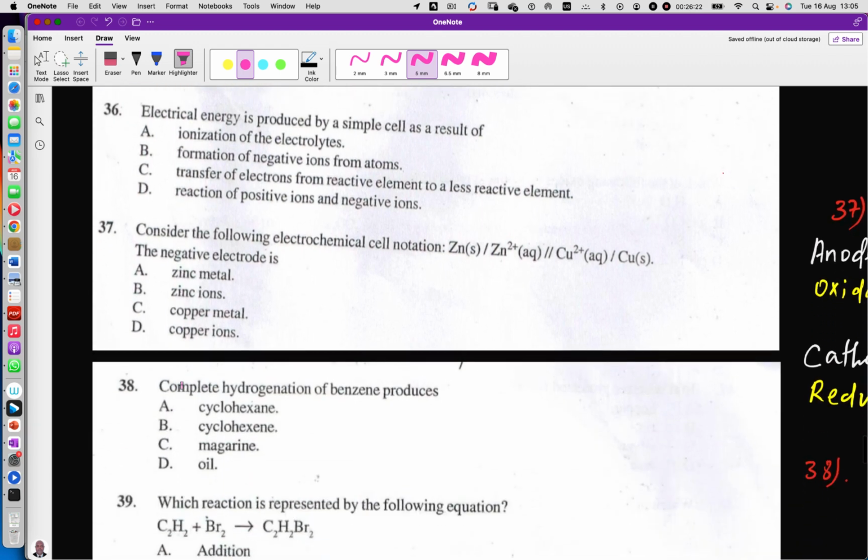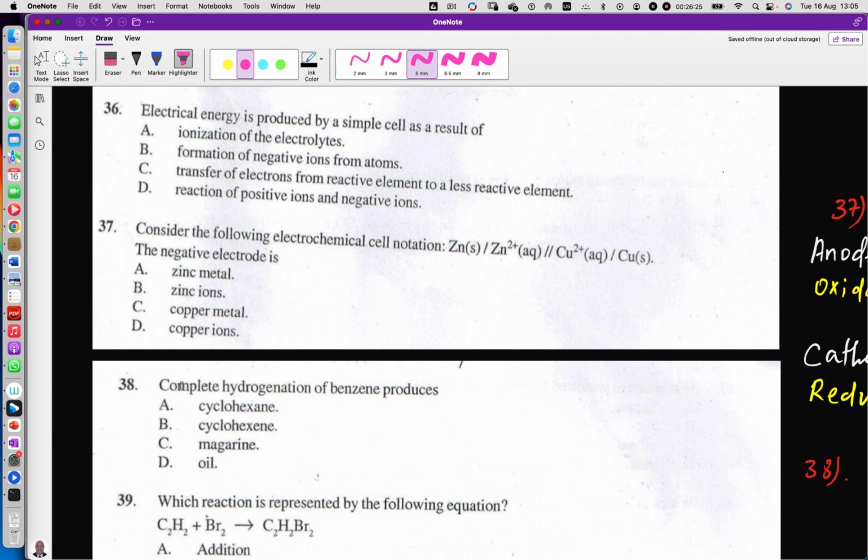Number 36. Electrical energy is produced by a simple cell as a result of ionization of the electrolytes. Simple. Ionization of the electrolytes. You cannot say formation of negative ions. You cannot say transfer of electrons from a reactive element to a less reactive element. You cannot say reaction of positive ions and negative ions. So our answer for 36 is A.